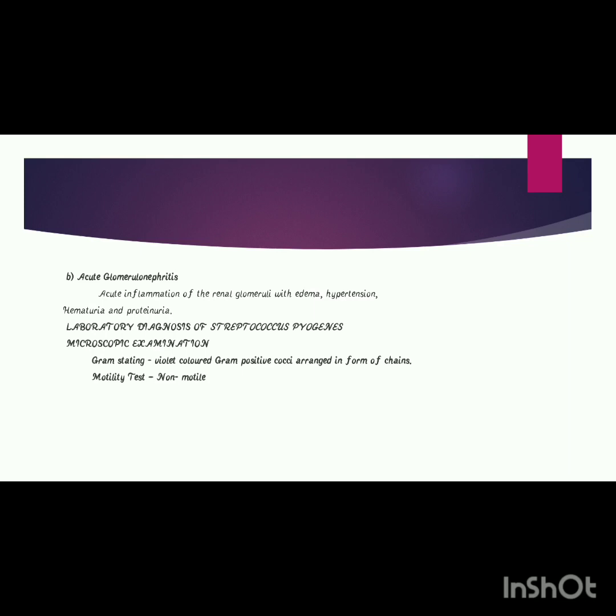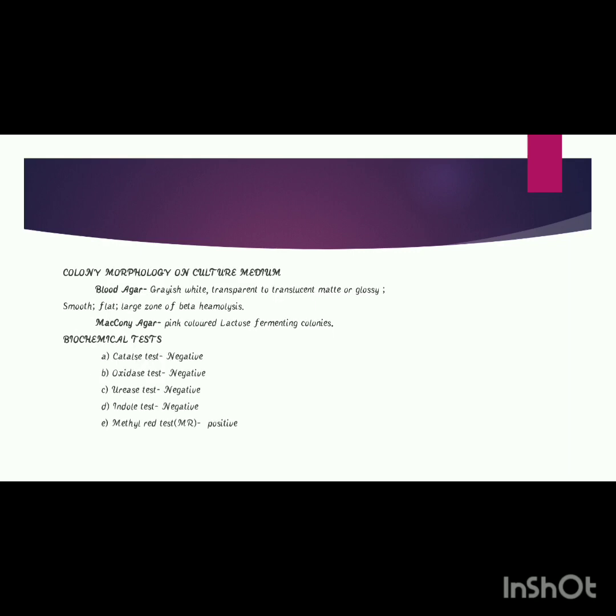Lab diagnosis. Gram staining: gram-positive cocci arranged in the form of chains. Motility test: non-motile. Colony morphology and culture medium. In blood agar: grayish white, transparent to translucent, matte or glossy, smooth, flat, with a large zone of beta hemolysis. In MacConkey agar: pink colored lactose fermenting colonies.